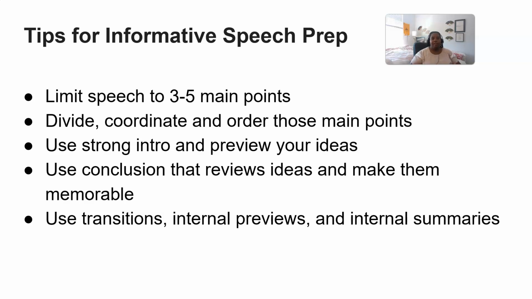So in general, we have 3 to 5 main points. We have an introduction and preview our ideas. For example, today we're going to talk about A, B, and C. We have a conclusion, review our idea, and we use transitions. So transitioning from one idea to another, then transitional words and transitional phrases, internal previews. So that goes in our central idea slash thesis. Today we're going to talk about A, B, and C, and our internal summaries. In conclusion, we'll say today we just talked about A, B, and C.